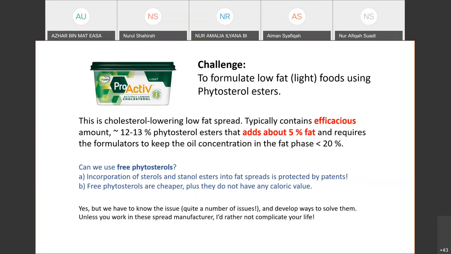So now you know the issue, and there are several ways in the literature. People have done studies. They have shown possible ways to solve the problems of solubility. Unless you work in spread manufacturing, it is not so relevant to you. For now, I'd rather stop here to leave you with the notion that it is a complex product. But once you manage to develop a vegetable spread containing phytosterols that you can claim lowers cholesterol, then the market is really good. The chances of making good sales are there.